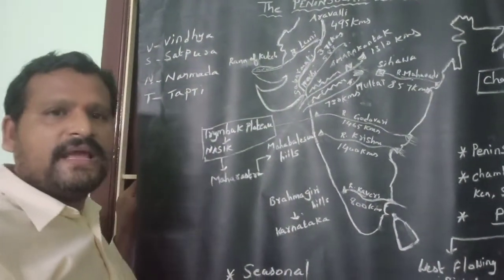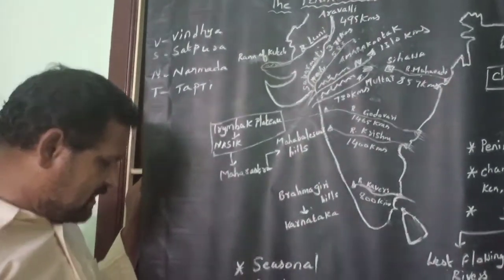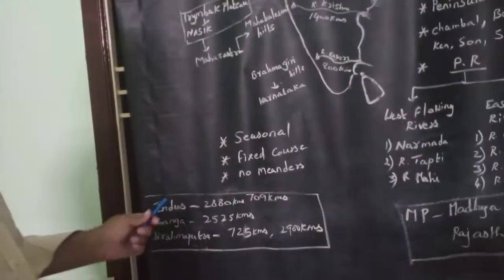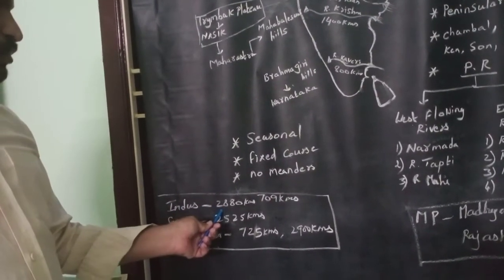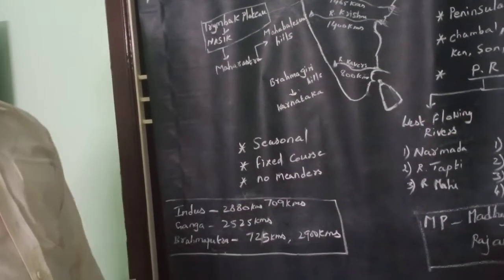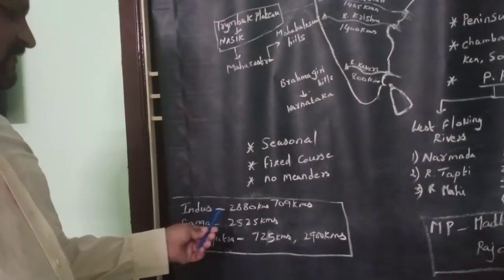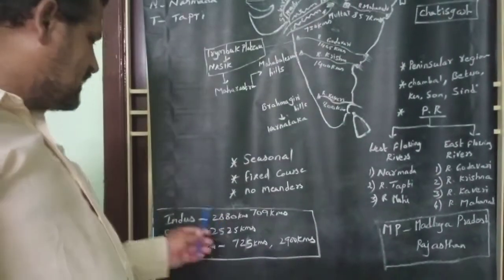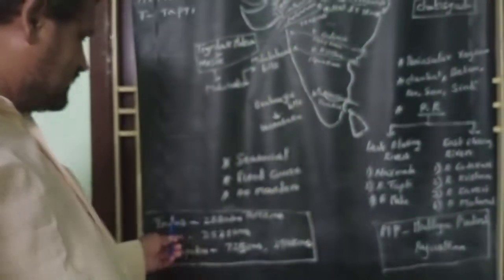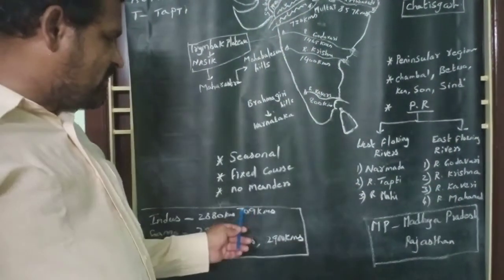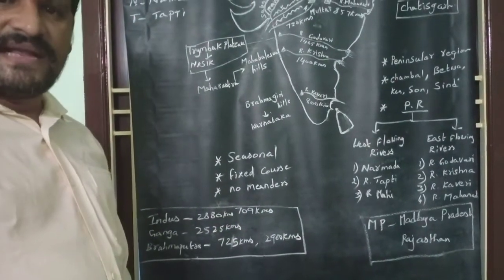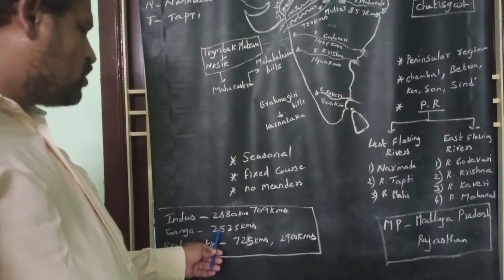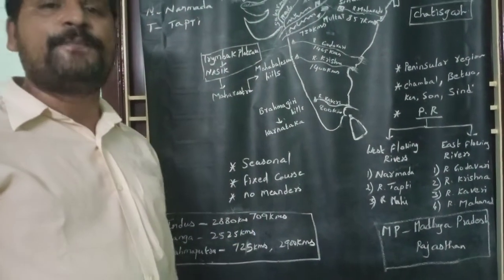Children, some of the students asked me to mention the length of the Indus River, Ganga River, Brahmaputra River. The total length of the Indus River is 2,880 kilometers. The length of the Indus River in India is 709 kilometers. The total length of Ganga is approximately 2,525 kilometers.